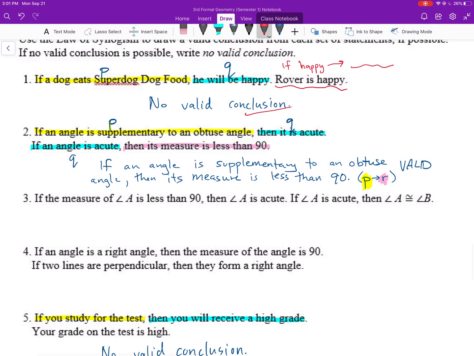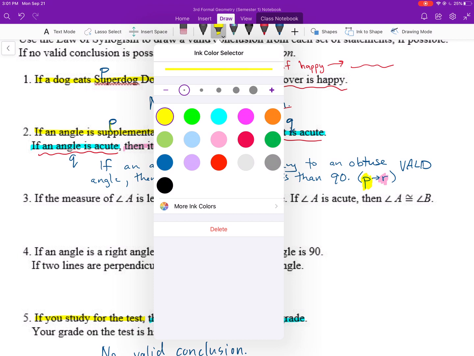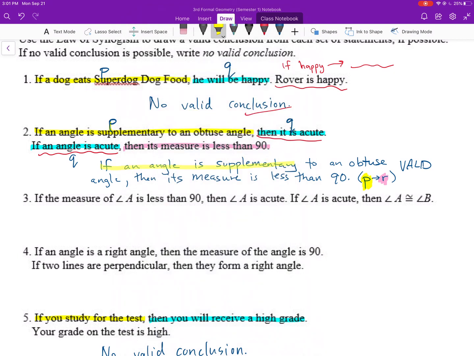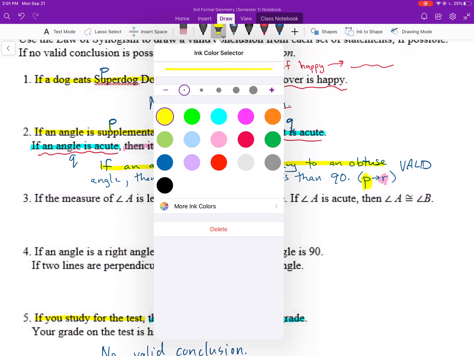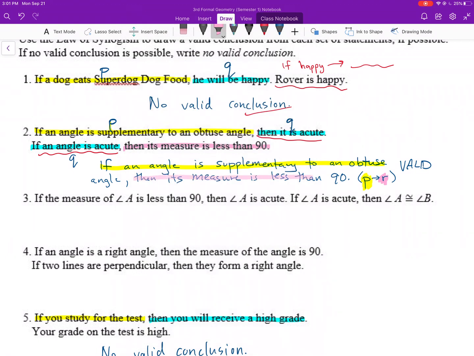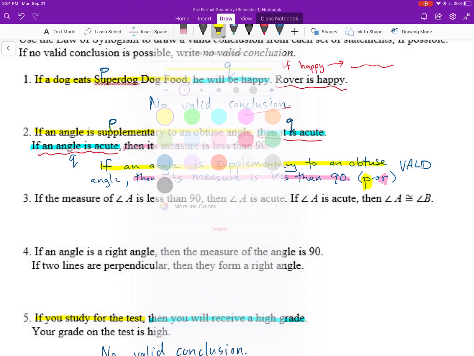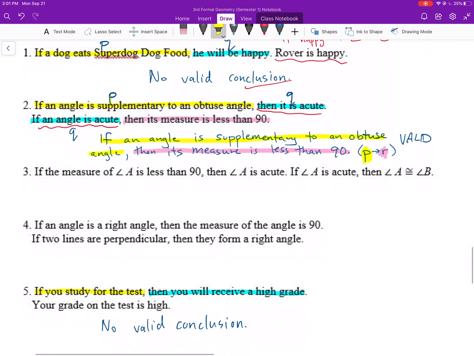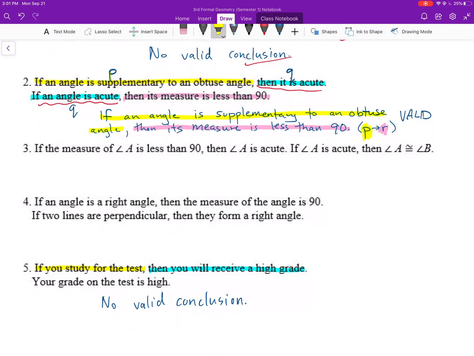For number 2, if an angle is supplementary to an obtuse angle, it's going to be our P. And if our Q is, then it's acute. And notice when I start here, an angle is acute, it matches my Q when it was a conclusion. And then it says then a measure is less than 90 degrees. So I can write P then Q. If P then R. If an angle is supplementary to an obtuse angle, then its measure is less than 90. I'm able to make that conclusion because both of my blues link.